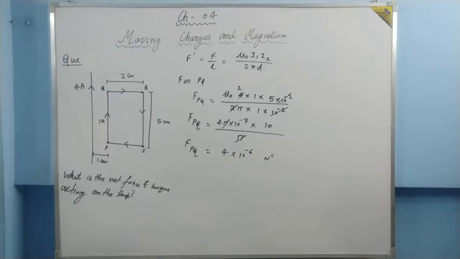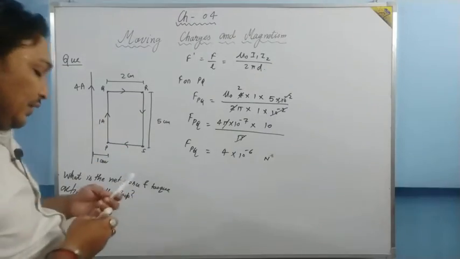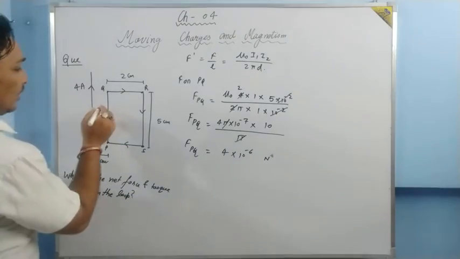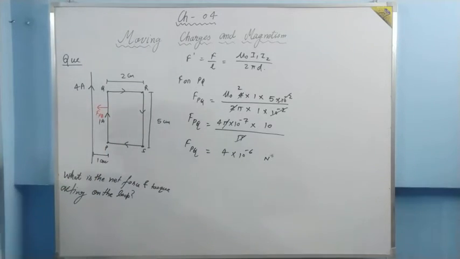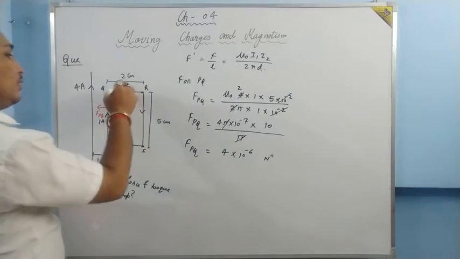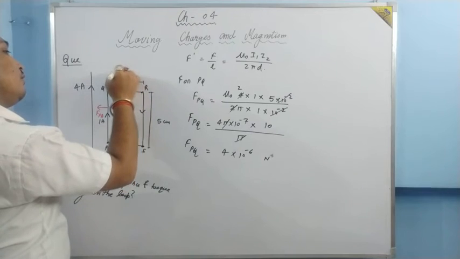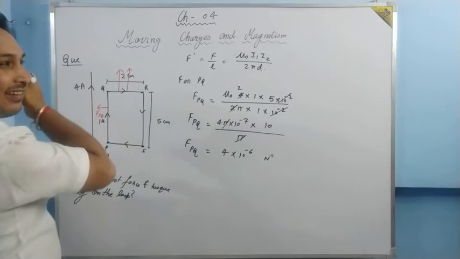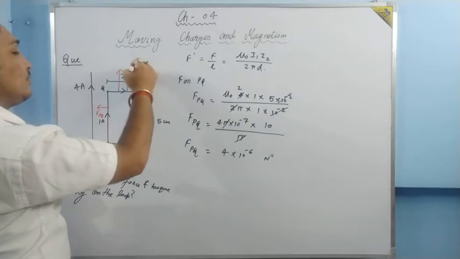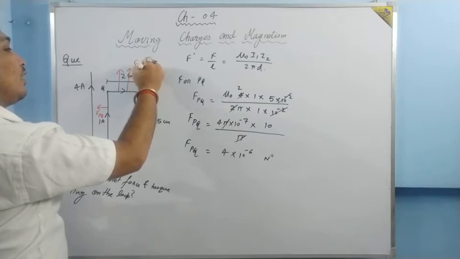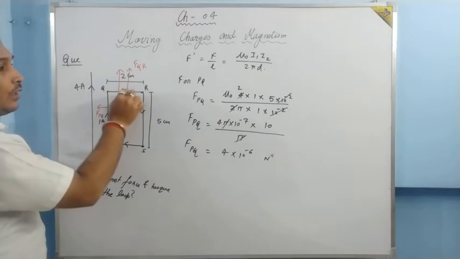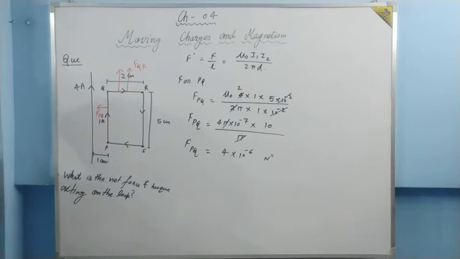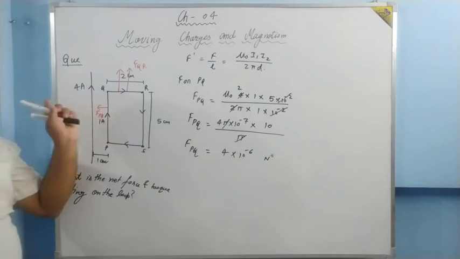So force acting on the PQ is 4 into 10 to the power minus 6, and what is the direction of force acting on this? Direction of force will be towards this direction, FPQ. Now what is the force acting on QR? It will be in the direction of this force, FQR. And what is the problem? Problem is at each point of QR the magnetic field is different, and if magnetic field is different then force is also different.